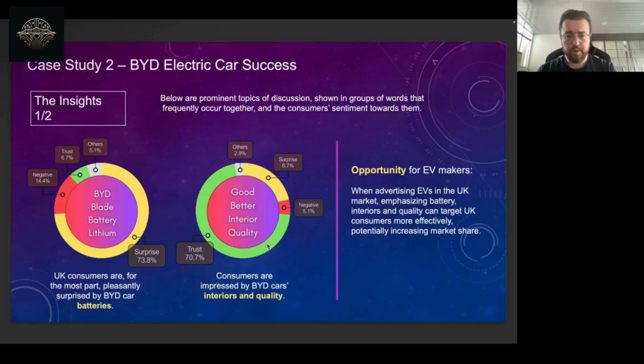Look at the other topic. It says good, better, interior quality. Using the same logic that we used before, you look at the sentiment as well, and you see that it's 70% trust. So 70% of the people who discussed the topic of the interior quality of BYD cars trusted this quality. So you can say that consumers were impressed by the BYD cars' interior and quality, right? Just look at the words and look at the sentiment. This is the kind of really fascinating information that you can get by using this technology, okay?